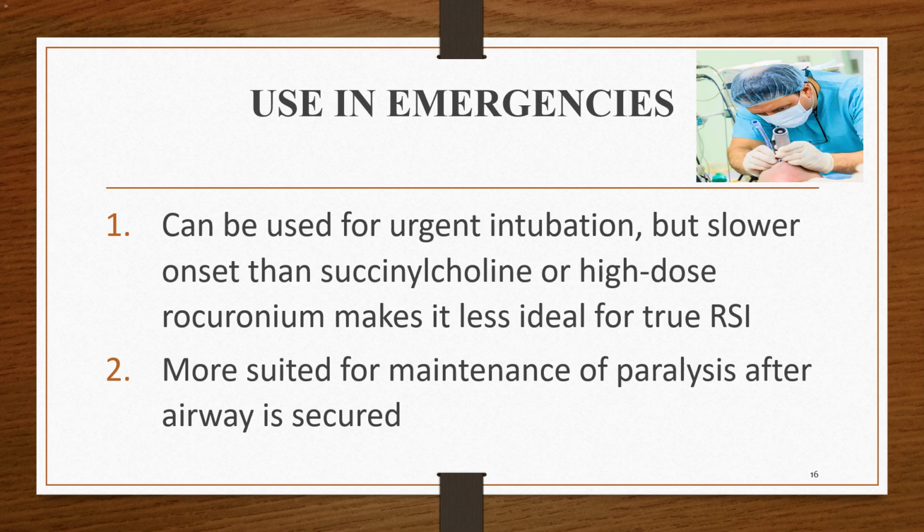Use of Cisatracurium in emergencies. 1. Can be used for urgent intubation. Cisatracurium can help with breathing tube placement in urgent situations, but slower onset than succinylcholine or high-dose rocuronium. Cisatracurium takes a bit longer to work compared to these other fast-acting muscle relaxants. Makes it less ideal for true RSI. Rapid sequence intubation needs fast-acting drugs. Cisatracurium isn't the best for this. 2. More suited for maintenance of paralysis after airway is secured. Cisatracurium is used for keeping muscles relaxed after the breathing tube is safely placed.